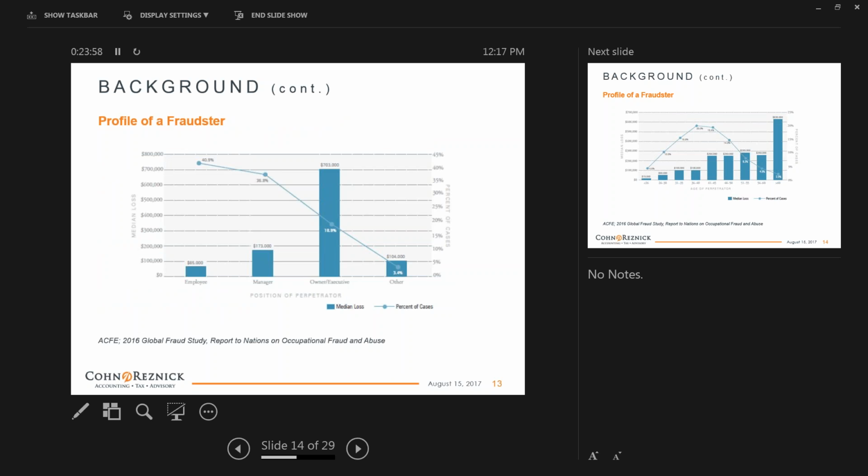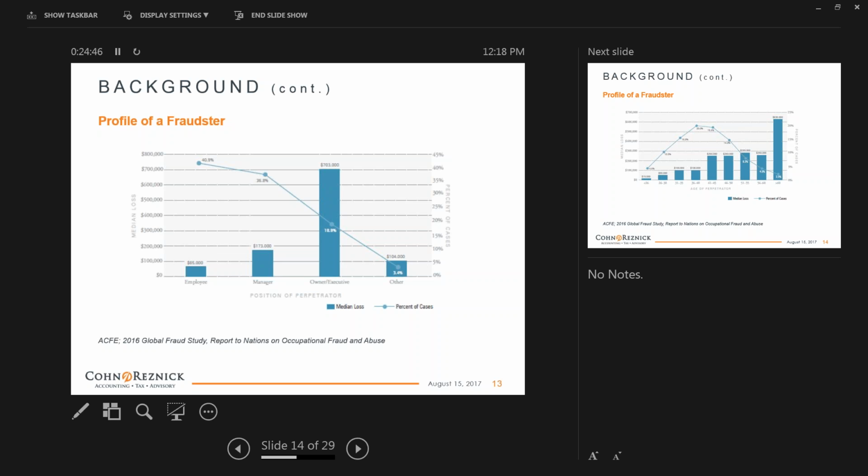Continuing on, talking about the profile of a fraudster, the ACFE found that dependent upon the employee's role, the dollar amounts and the frequency of the cases of fraud were in direct opposite to each other. 41% of the cases were where the fraud was conducted by lower level employees, $55,000 or $60,000 in median losses. Managers, 37%, $170,000 of losses.